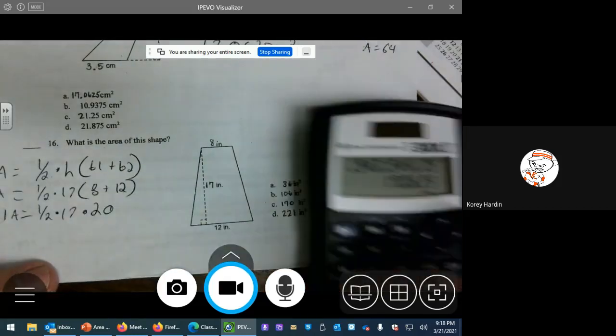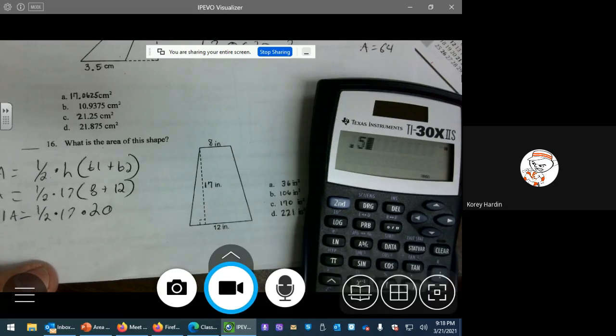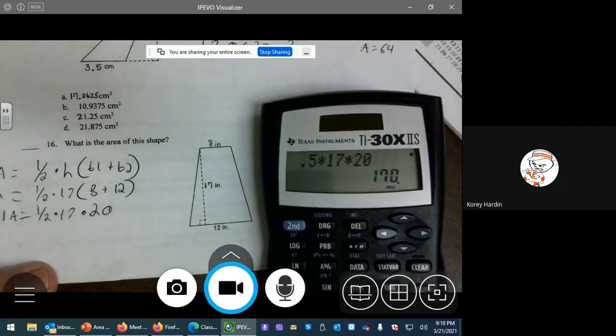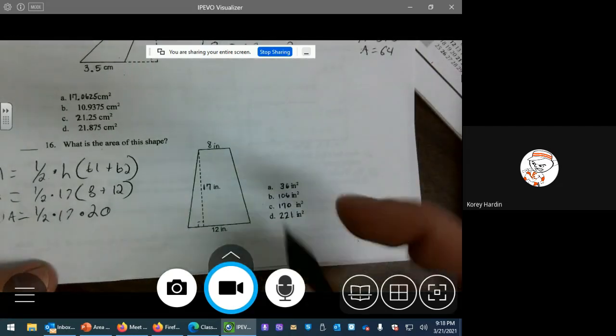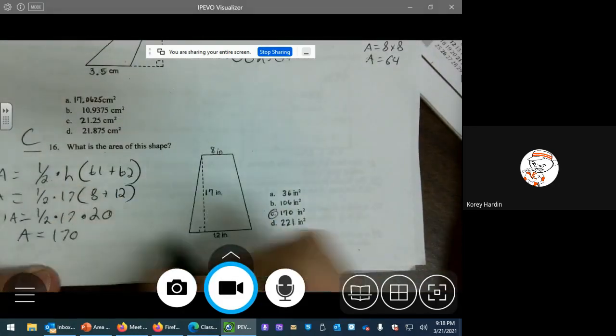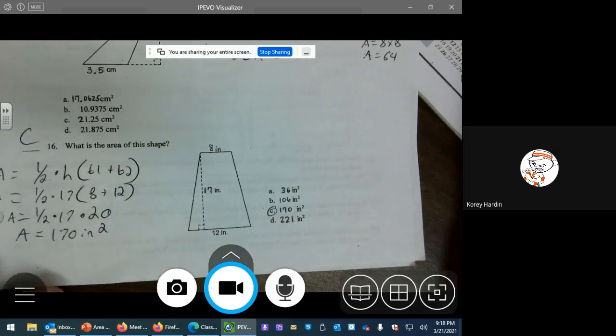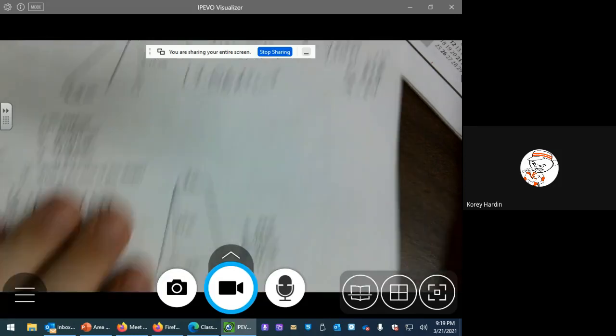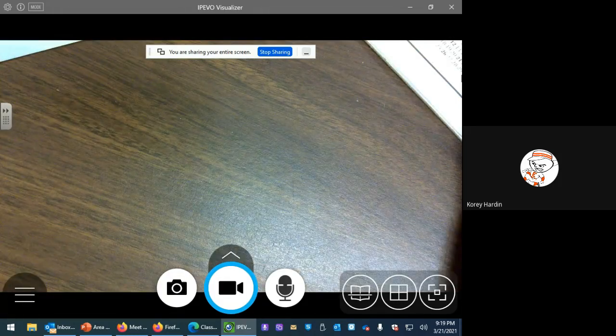And then I'm going to put that one in the calculator. So 0.5 times 17 times 20 to give me 170. So my answer is C. All right, so that is the second page. Let's go ahead and move on to the third page. All right, and I think this is the last page if I'm not mistaken.